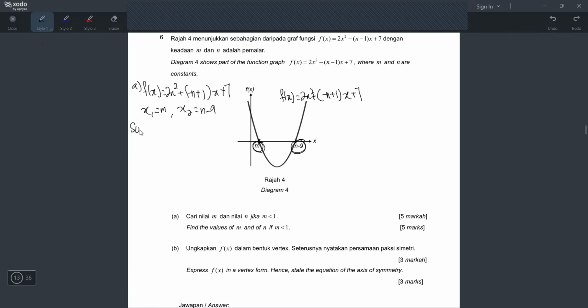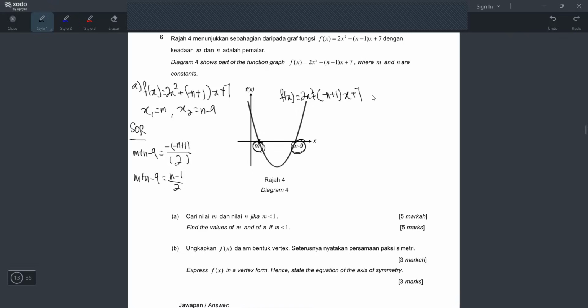So now for the SOR formula, it would be both the roots added together, m plus n minus 9, and it will equal negative b over a. And what is the b in this case? Negative n plus 1. What is the a? 2. So you'll get m plus n minus 9 equals negative, when you open the bracket, change the sign, so n minus 1 over 2. Okay, I think this one you can't do further already, because there are two unknowns, right? Even though you move the 9 there also, it doesn't help actually.